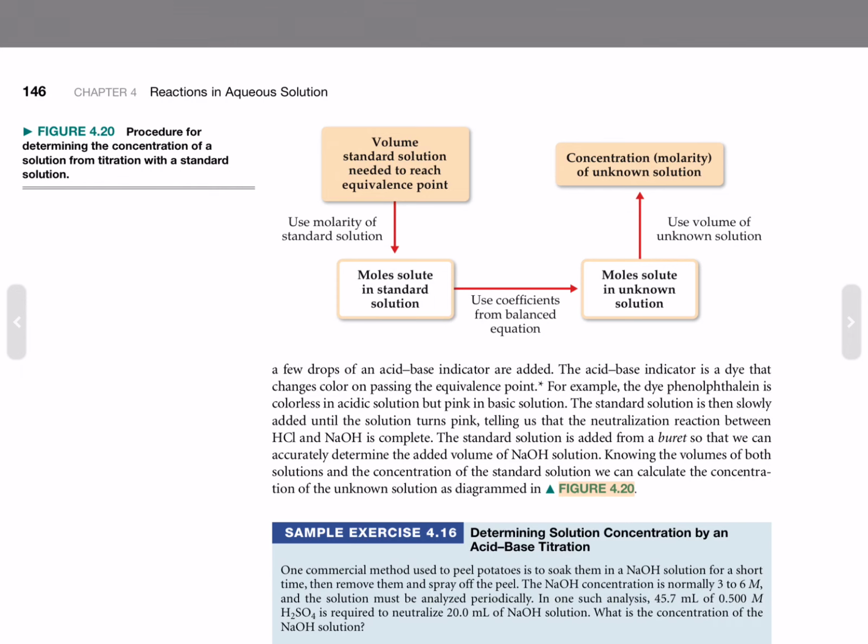The volume of the standard solution in the burette is used with the molarity of the standard solution to find the moles of solute in the standard solution. We use the coefficients in the balanced equation to find the moles of the unknown solution, whose molarity we don't know. And then from the volume that we know was added, we find the concentration or molarity of the unknown solution.